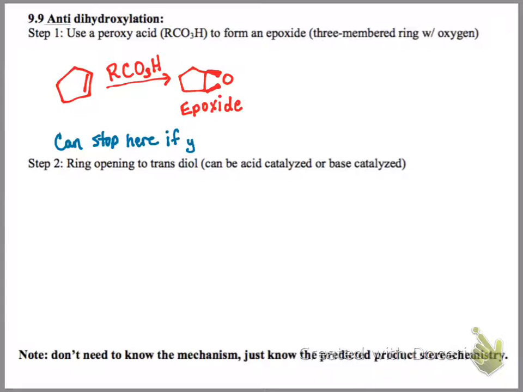To do this, the first step is to take an alkene and add a peroxy acid. So this R can be anything here. Notice it has an O3. So this is like a carboxylic acid, but it has two oxygens stuck together in the hydroxyl group, and it's called a peroxy acid. It makes this group here, called an epoxide. We're not going to talk about the mechanism here. If you wanted the epoxide, you could stop at this point.